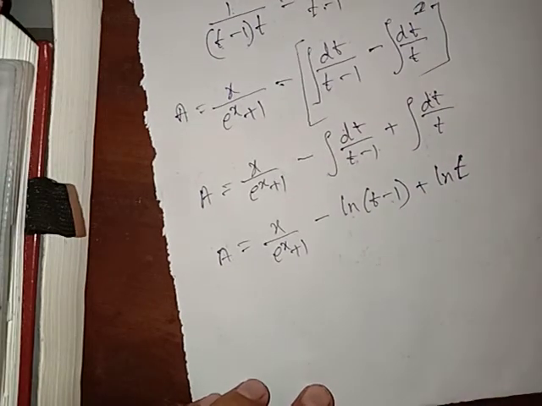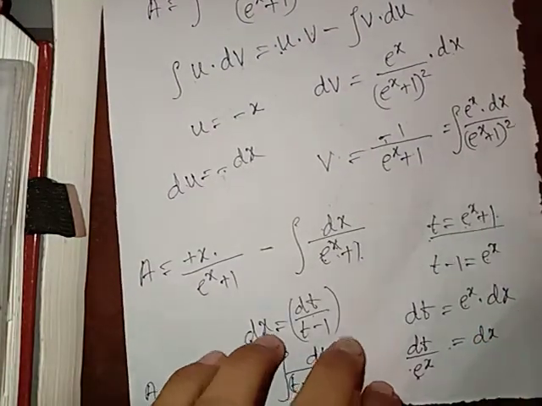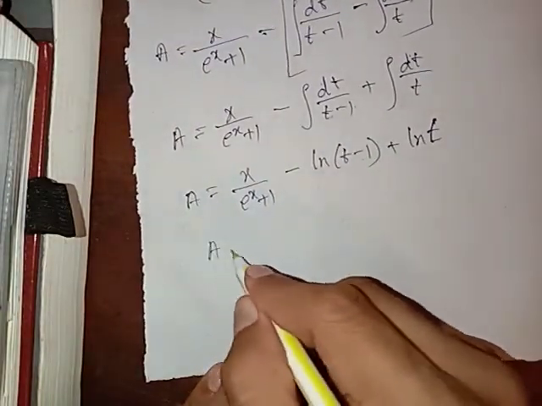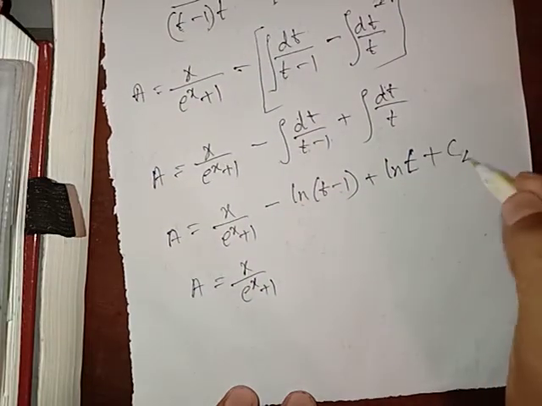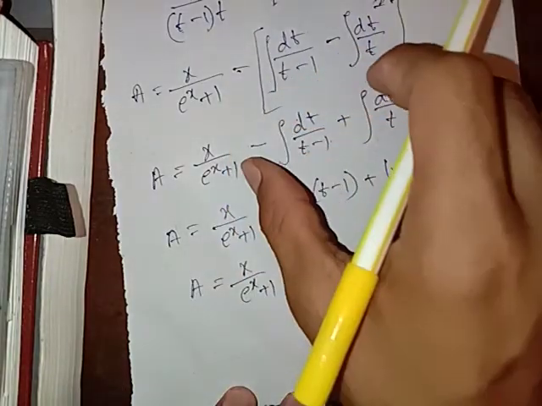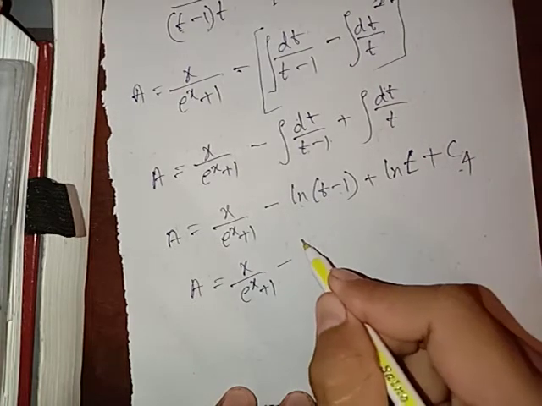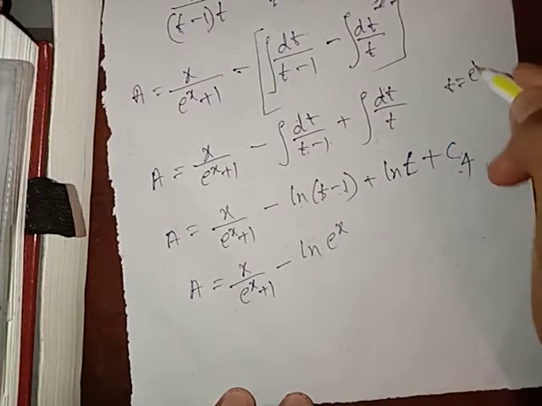So what is t here? We put that t is equal to exponential of x plus 1 and t minus 1 is equal to exponential of x. So in the place of t, here we must put the integration constant, it is c4. After completion of the integration process, I put integration constant c4 minus ln exponential of x. t is equal to exponential of x plus 1.